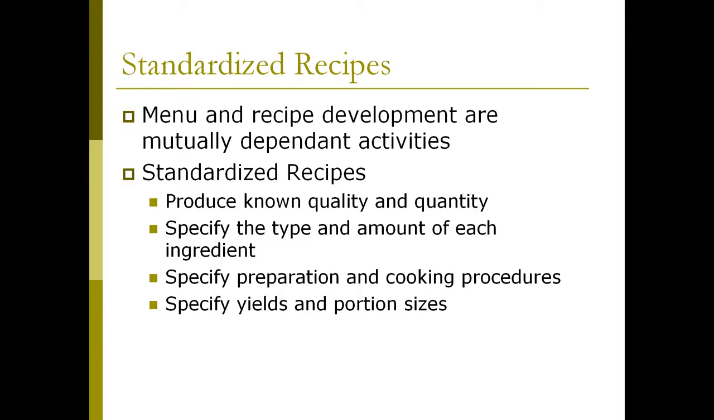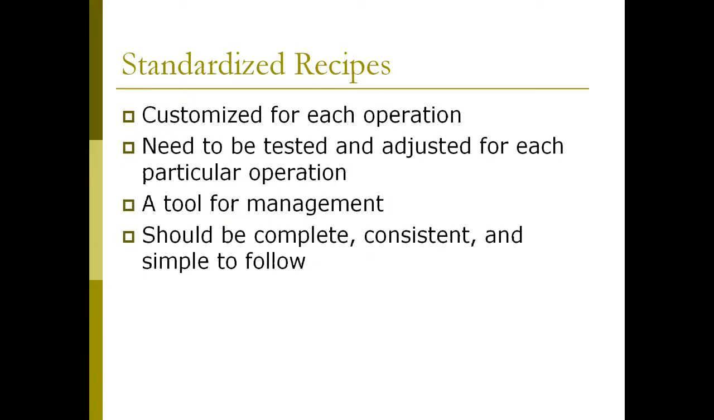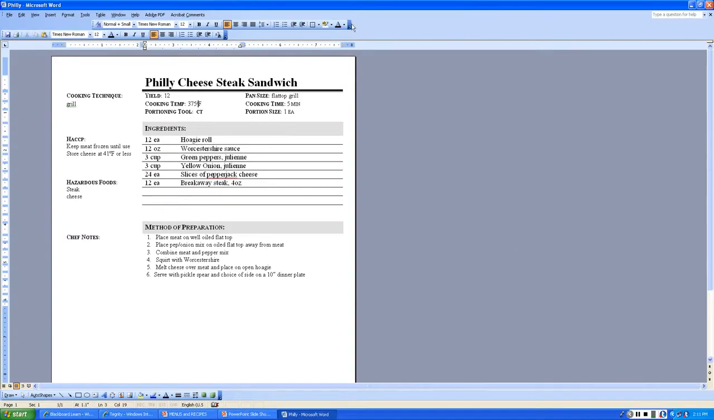So it's going to give us the type and amount of each ingredient. It's going to give us the preparation and cooking procedures. It's going to tell us the yields, portion sizes, all of those things. And so as we develop our menu, we also need to be developing standardized recipes for each of those menu items. So if we look at an example here of a standardized recipe, this is our Philly cheesesteak recipe.